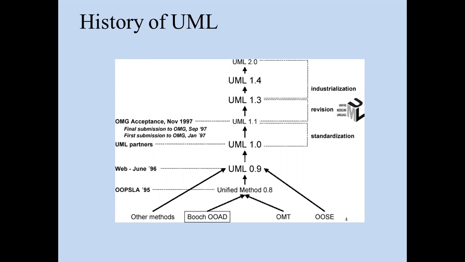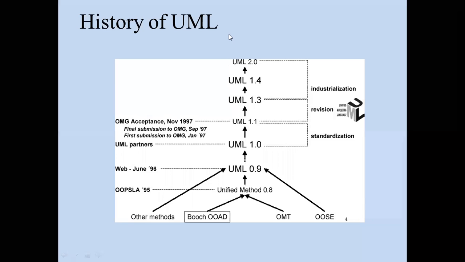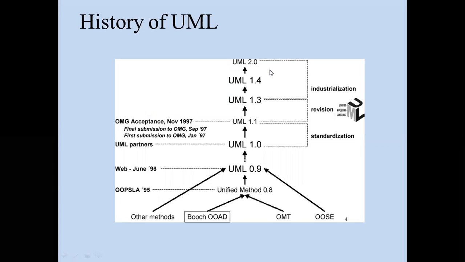Then this version was revised in UML 1.3. Then the next version is UML 1.4. Currently the version we are using is UML 2.0. This is the history about UML, Unified Modeling Language.